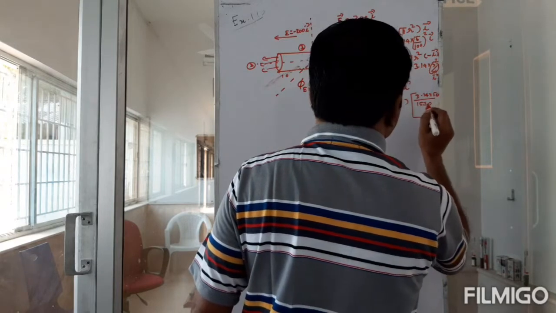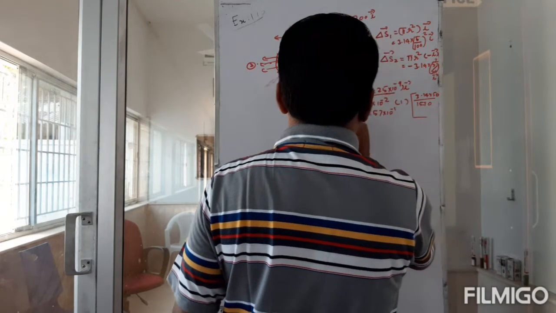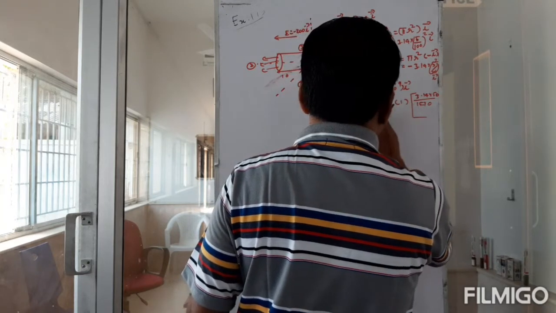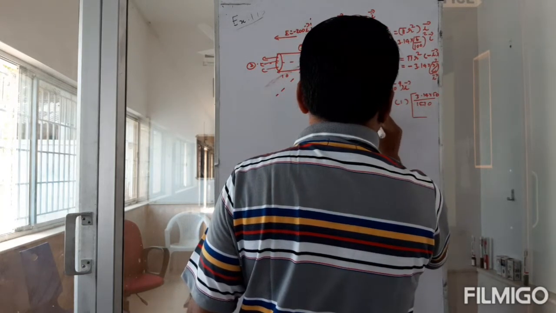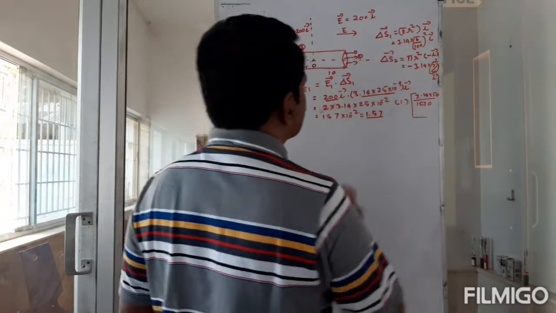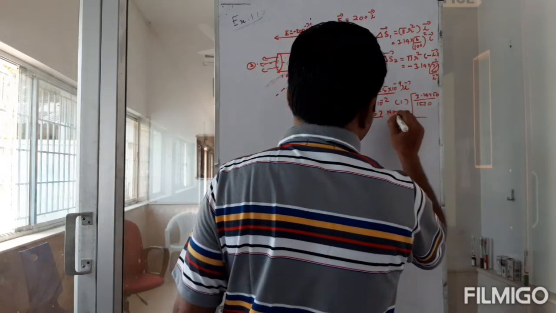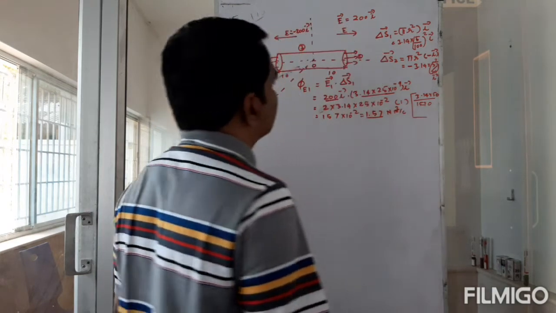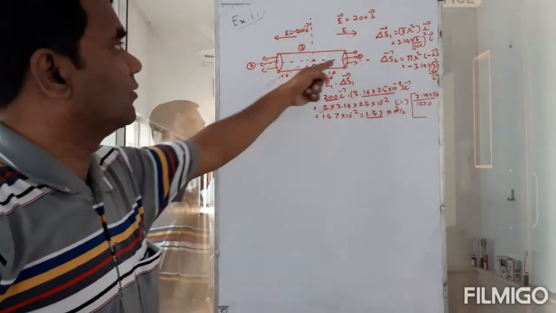50, right? Okay, so 157, it's going to be 1.57. Right? So Newton meter squared per coulomb. So that's the unit, that's the phi E1.